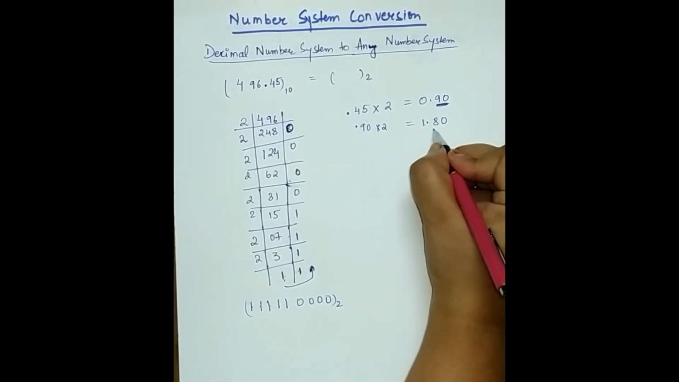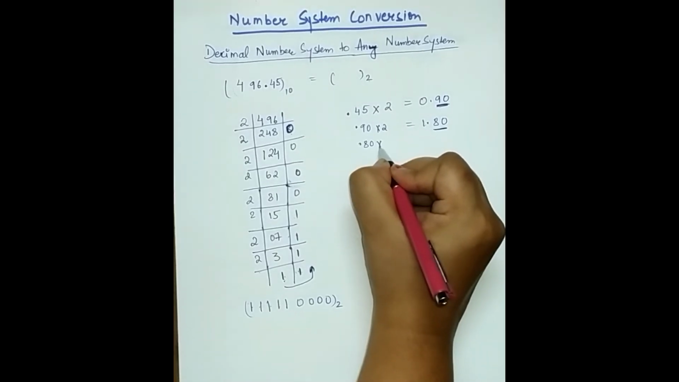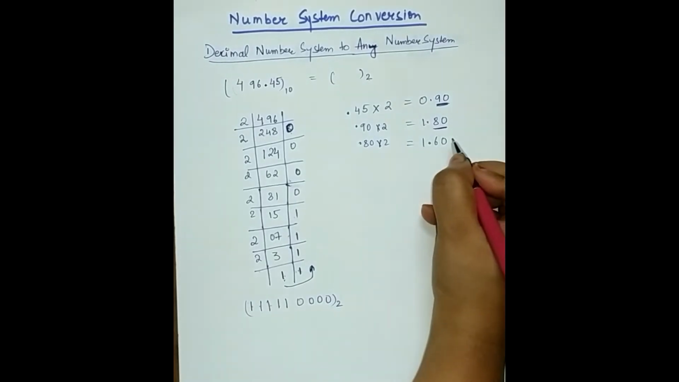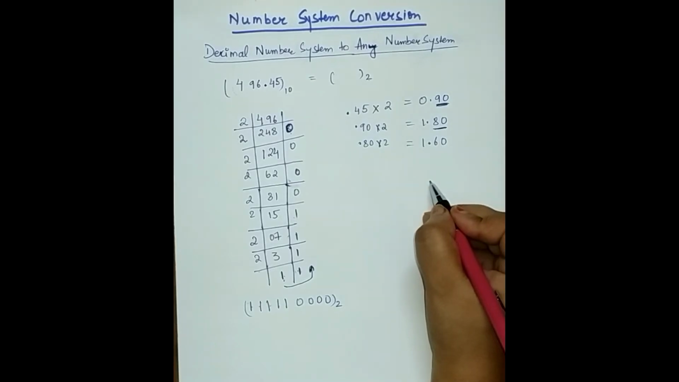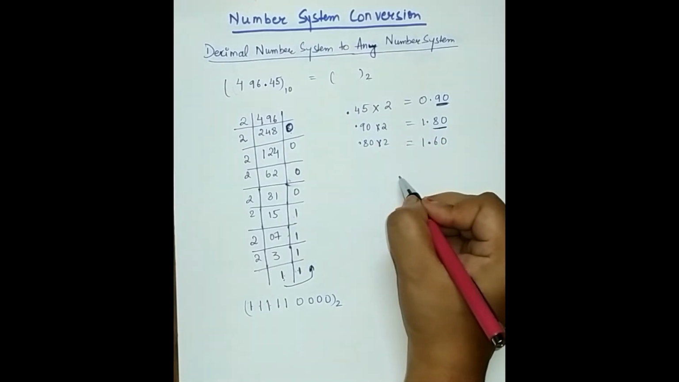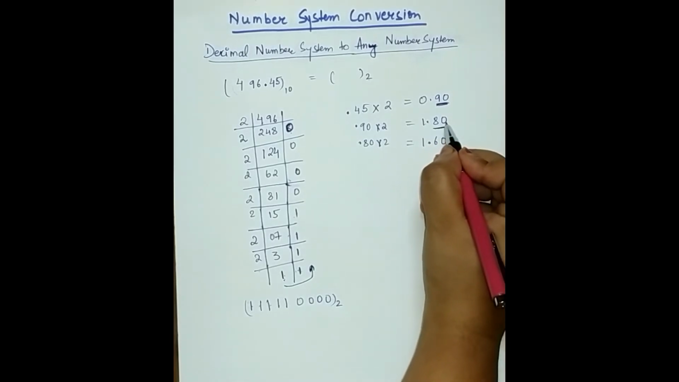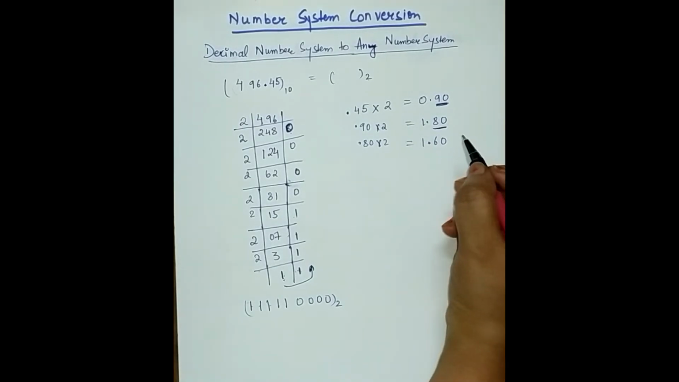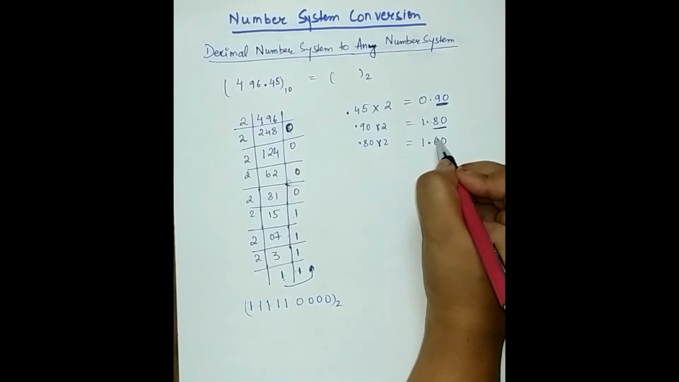1.80. So again you will take only this much. So 0.80 into 2 will be 1.60. So up to how much will you be multiplying? Maximum you go up to 3 or 4 times. Suppose you get 1.00 at any point, you have to stop there, because 0 into 2 will be 0 only. But if you are not getting 0.00, you multiply up to 3 or 4 times, then you stop.